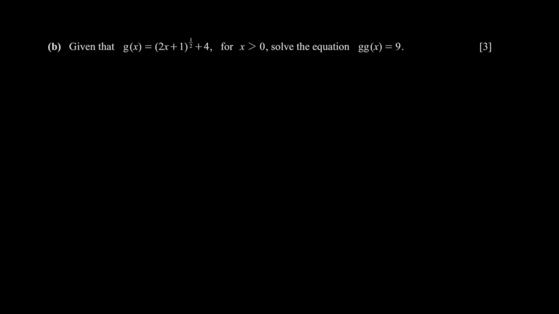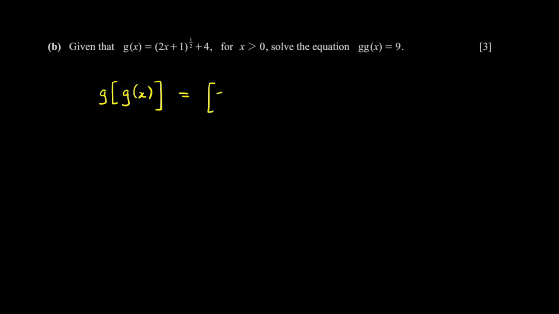Okay, part B of this question, given that g of x is equal to this, solve the equation g of g of x is equal to 9. What does g of g of x mean? It means we take the function g and we stick it inside the function g. All right, so it's a composite function. So essentially everywhere here where we've got an x, we're going to replace it with the entire function g. So what would that look like?